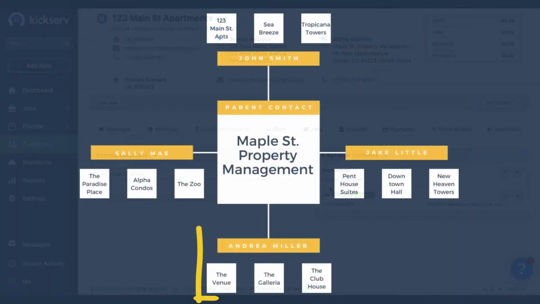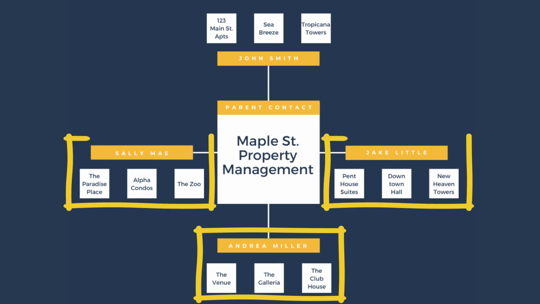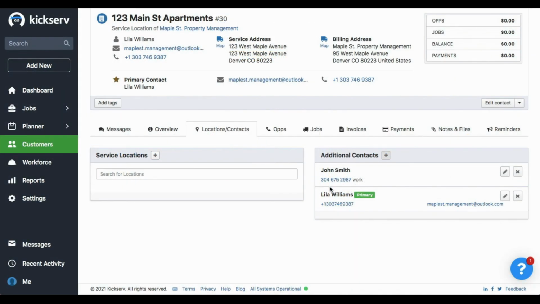Then, for example, for the venue, the Galleria, the clubhouse, Andrea Miller will be the additional contact, and so on with all the other properties. It is vital to keep everything updated. For example, if a property manager stops working for that agency, if a service location changes, or a new one is added, the key is to make sure that all the information is up to date.